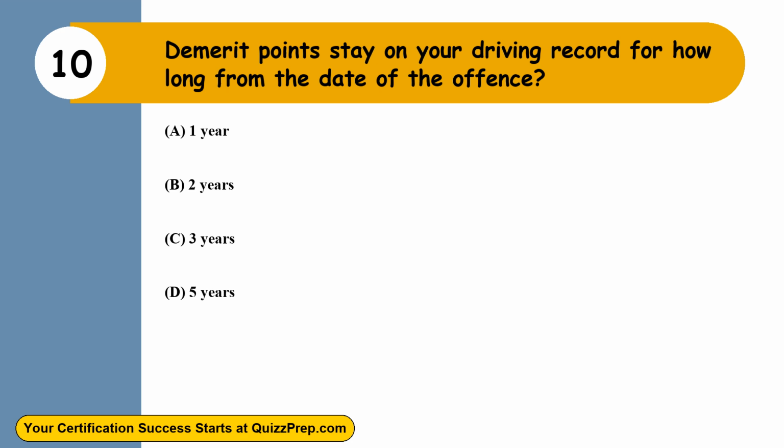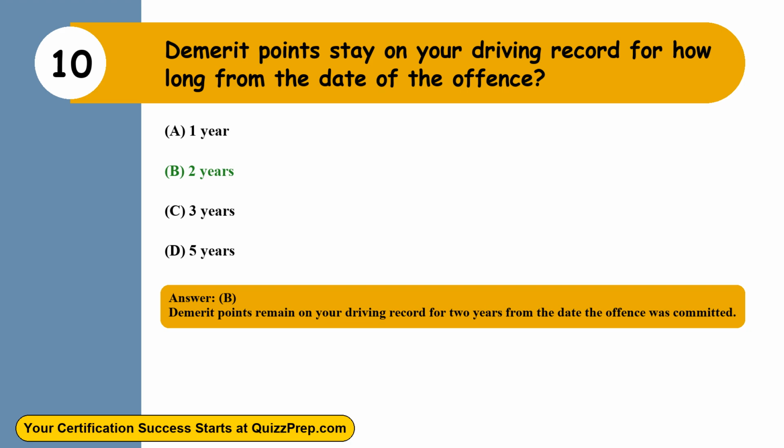Question 10. Demerit points stay on your driving record for how long from the date of the offense? Option A 1 year. Option B 2 years. Option C 3 years. Option D 5 years. The correct answer is option B, 2 years.